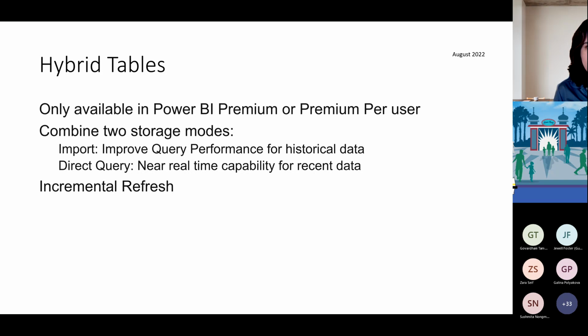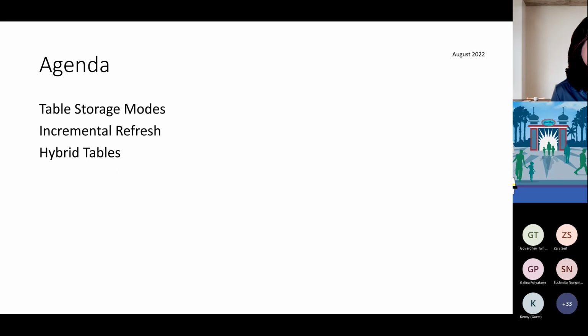And then at a very high level, because this can be confusing to some people, a hybrid table combines two different storage modes, import and direct query, to give you the best of both worlds. Import will give you super fast performance. Direct query will give you access to the most recent data in near real time. So that's super high level. We're going to go into details in a few moments. I'm going to go through some slides and we're going to talk about the storage modes.